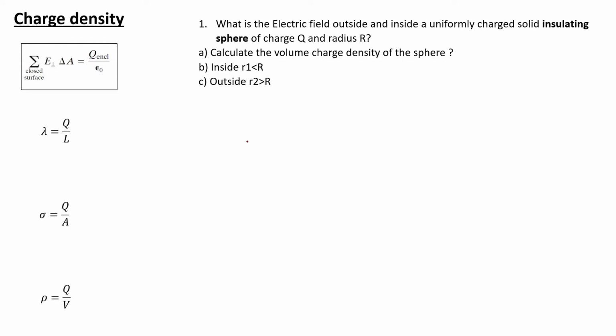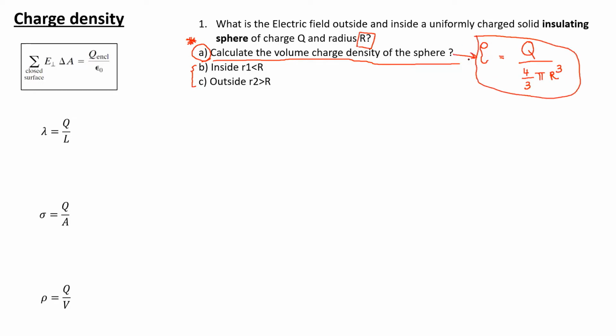So here, before doing the problem, just do part A and tell me the answer. So volume charge density means, so here I am asking you to calculate rho. Rho is total charge Q divided by the total volume. So it is a sphere, therefore 4/3 pi capital R cubed. Why capital R? Because the radius of this sphere is capital R. Okay, this is the answer for part 1.